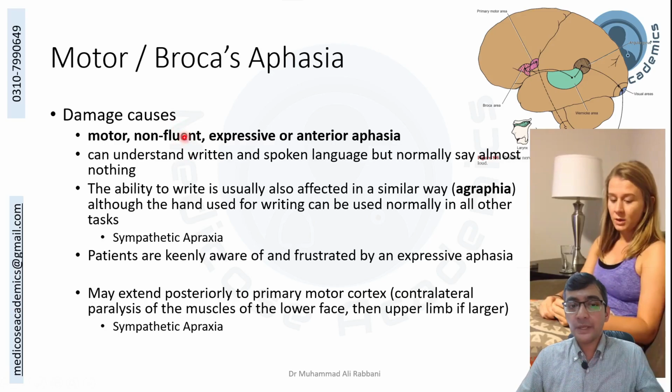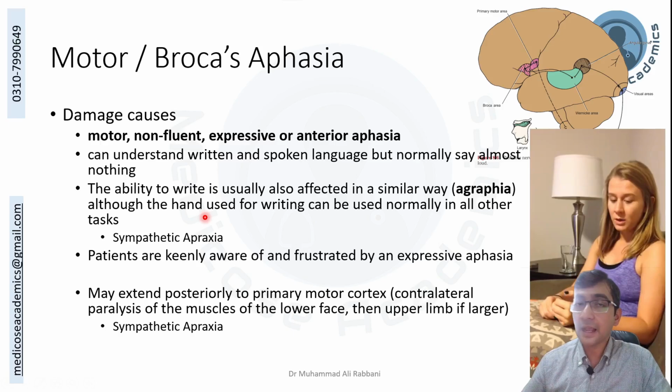It is making sense. He can understand written language, he can understand spoken language, but the difficulty is expressing the speech. That is what is called expressive aphasia. Here, two more things that you need to keep in mind: Broca's and Wernicke's areas are developed on the dominant side of the hemisphere.